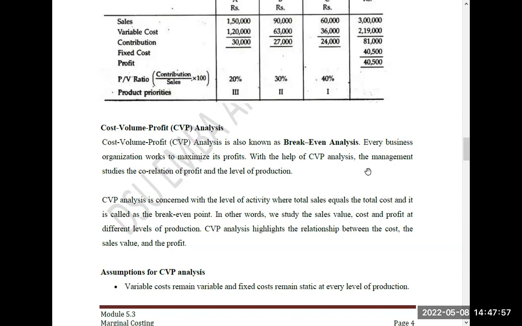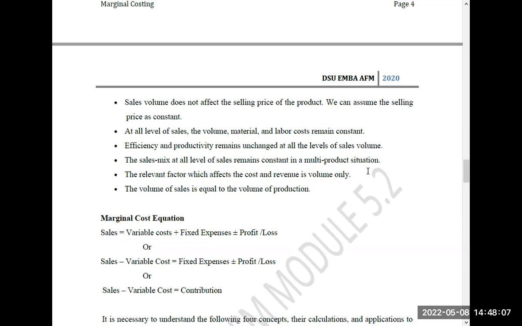Cost and profit at different levels of production. CVP analysis highlights the relationship between the cost, the sales value and the profit. Okay. How to find out break-even point? This we already discussed, no? Remember these equations? Sales is equal to variable cost plus fixed cost plus profit or loss. Remember? I told you profit is equal to sales minus variable cost minus fixed cost. It is written in another way. Sales minus variable cost minus fixed cost is equal to profit. If you write from that side, profit plus fixed expense plus variable cost is equal to sales. Otherwise, sales minus variable cost is equal to fixed cost plus profit or loss.